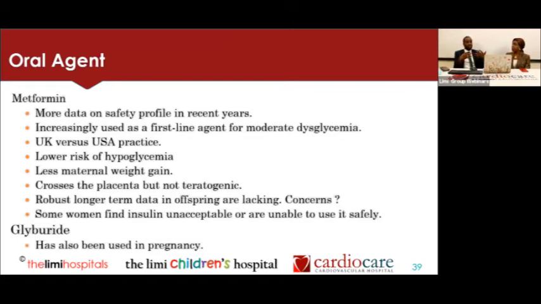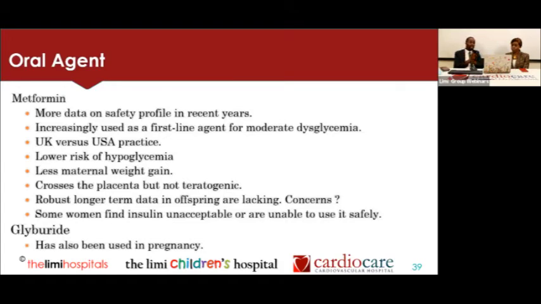Okay, but the advantage of metformin is the lower risk of hypoglycemia and less maternal weight gain. Of course, it's very convenient for the patient and more acceptable for many patients. But we should be aware that it crosses the placenta. And although it's not teratogenic, we don't have a lot of long-term data, particularly on the offspring. I don't think there's any data that is longer than 5 or 10 years on the offspring of people that were given metformin in pregnancy. So we should identify cases in which metformin can be safely used. Okay, but generally speaking, again, insulin is the first line for most patients.